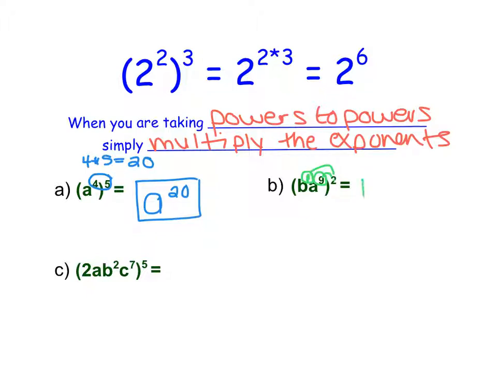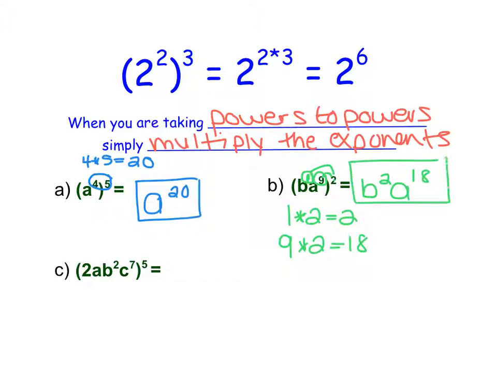So you take b to the power of 1 and you take 1 times 2, which is 2, so we now have b to the power of 2. And then we take a to the power of 9 and we multiply that by the 2. We get 18, so we have a to the power of 18. So if you have multiple items inside of those parentheses being raised to a second power, you simply multiply everything in there by that second power on the outside.